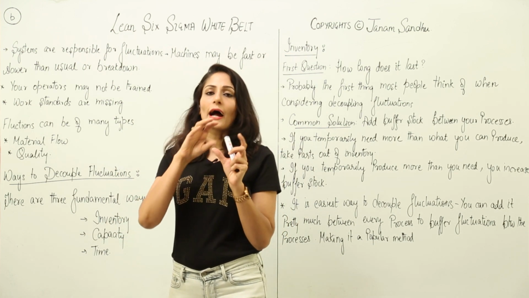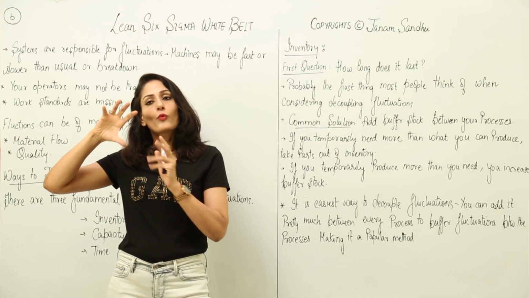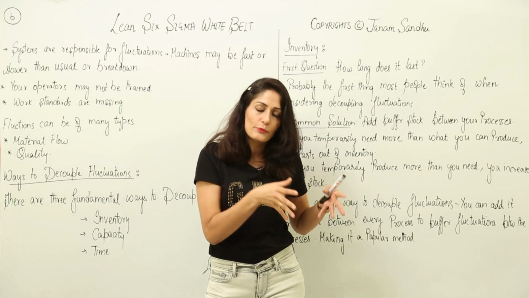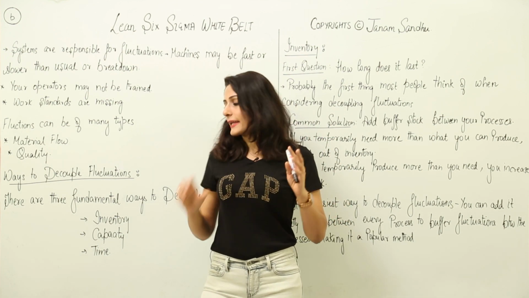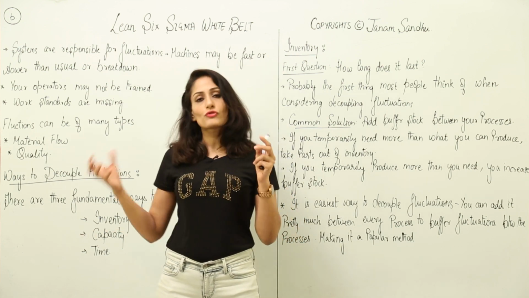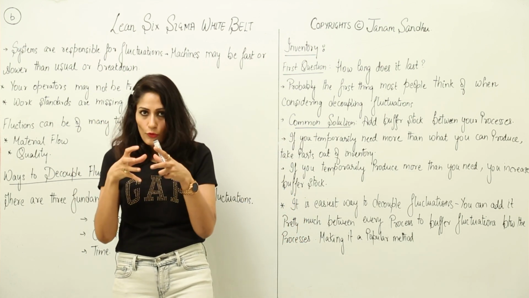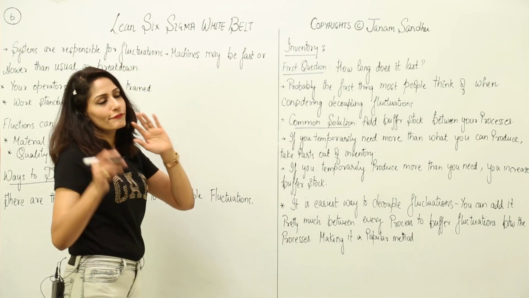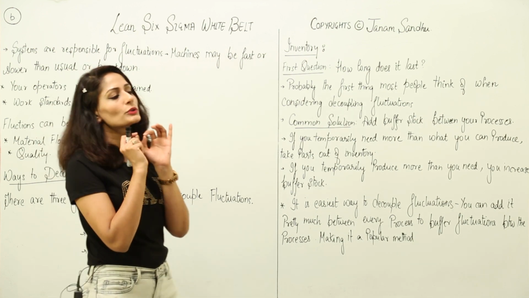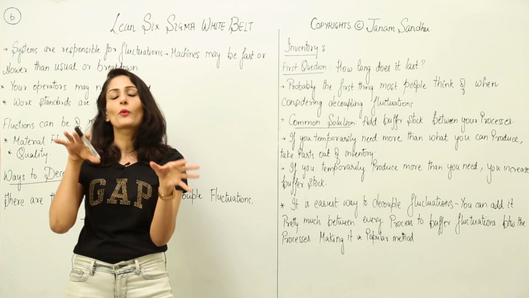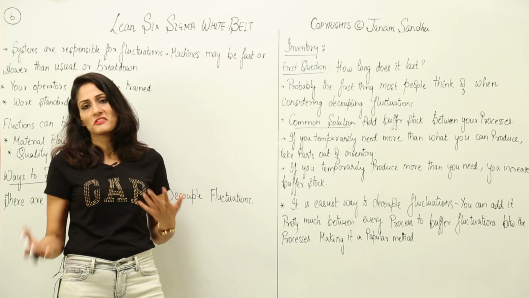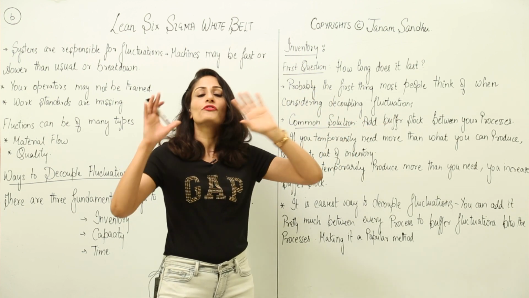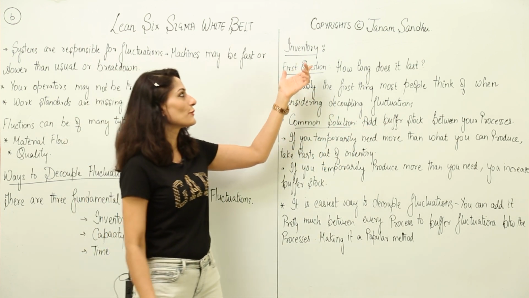The ideal thing is that we should understand our situation, what the major sources of fluctuation are within our processes and systems, and then get the right mix of these three, so that they come together as a force and we can decouple the fluctuations. So whenever we talk about decoupling fluctuations, the first thing that comes to mind is inventory.